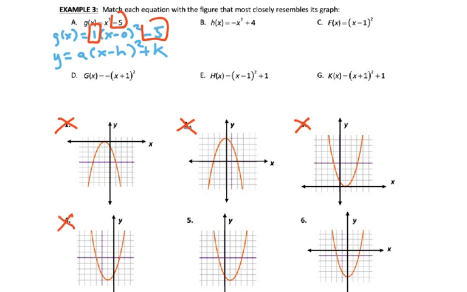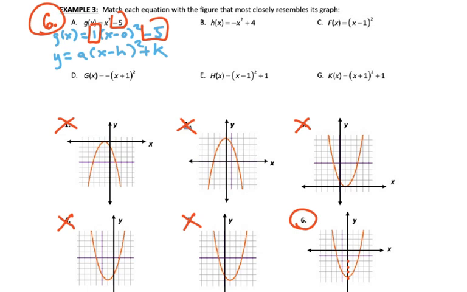4 goes away because it's shifting to the left. 5 goes away because it's shifting to the right. I sure hope 6 works. Oh, look, 6 goes straight down. And we can see it goes down 1, 2, 3, 4, 5. It does go down 5. So that is correct. So we know that A goes with 6.